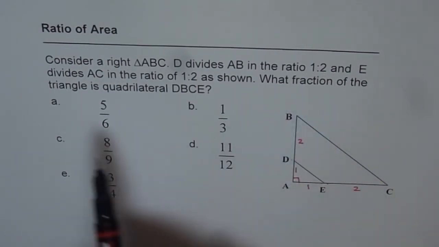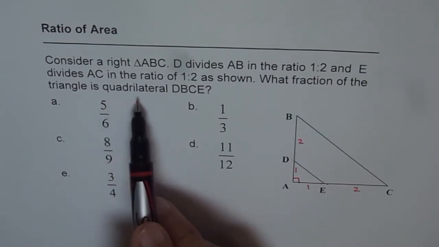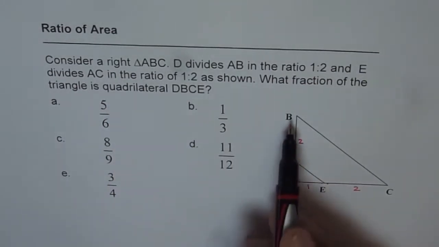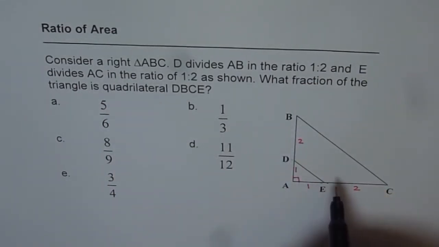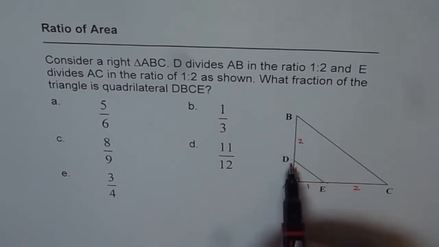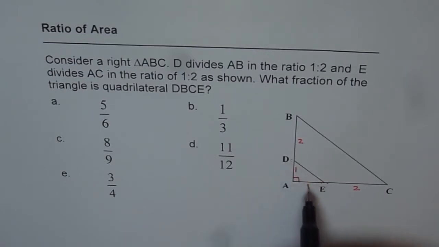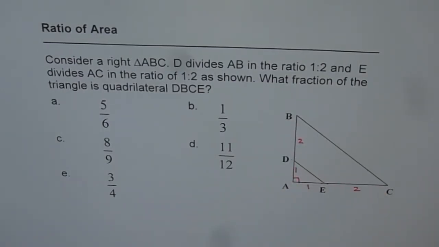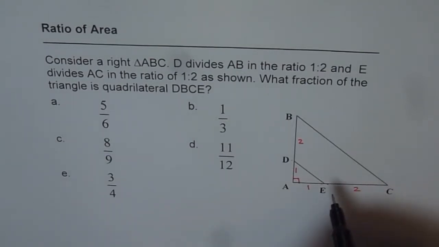What fraction of the triangle is quadrilateral DBCE? So we need to really compare the area of DBCE with the area of the total triangle. That is what we need to compare. So how can we do it? So let's try to make similar triangles within this triangle.